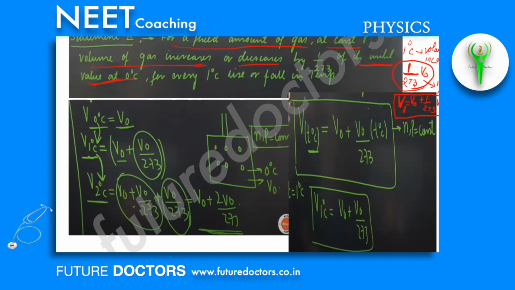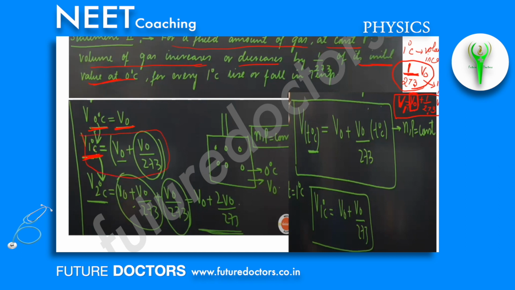So originally at 0 degrees, this much volume was there. When the temperature increases by 1 degree, the volume increases by 1 by 273 of its initial value. So the original value plus the increase gives you the new volume V1. The volume of a gas at 0 degrees we consider as V naught, and by 1 degree the increase is 1 by 273 of V naught. This is the final volume.